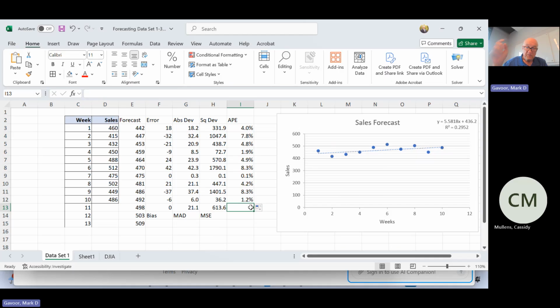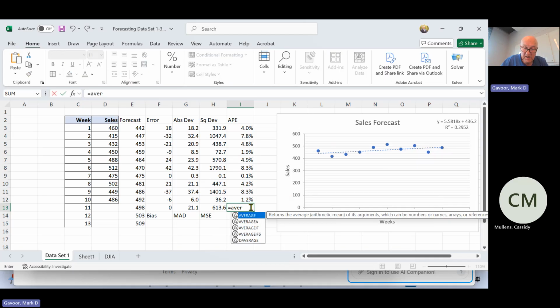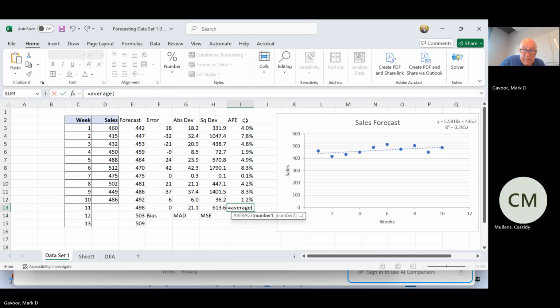And then what would I do? I'd say, I want to get the average. I don't want just the absolute percent error. I want the mean absolute percent error, which means after I'm all done, I take the average of it. So what is that? It says my average error is 4.6%.